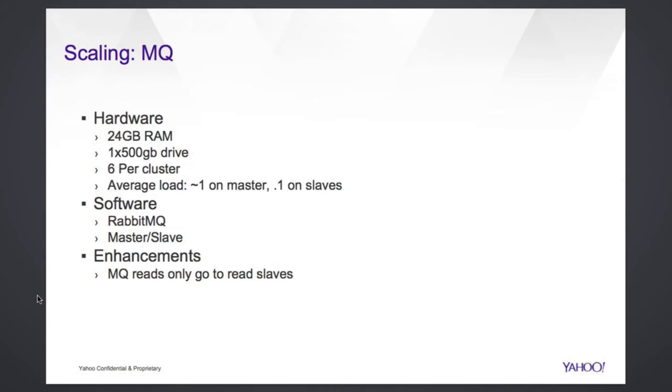The message queue is the next thing that tends to light on fire, fall down, and sink into the swamp. For the hardware, it's 24 gigs of RAM and a single 500 gig drive. We don't really care; it's a message queue server. With RabbitMQ, everything is in memory anyway. We have 6 of these per cluster with master-slave failover. The enhancement here is the same as with the database: writes go to the write master, reads go to the read slaves. With this, the average load is roughly 1 on the master and 0.1 to 0 on the read slaves.